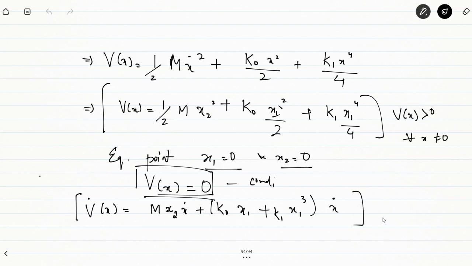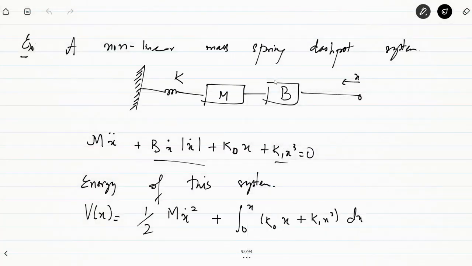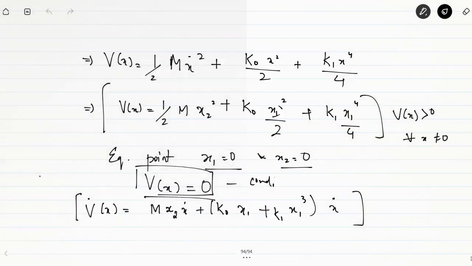Now, for this example, the mass spring dashpot system, we have seen there is a mass, there is a spring, and there is a dashpot. Fine. So this is your spring, this is your mass, and this is your dashpot. So the equation of the system is given. You have the energy function. Find out whether it's meeting these three conditions. So Vx is greater than 0 for all x not equal to 0. V naught at initial conditions is equal to 0. So that condition is also met.